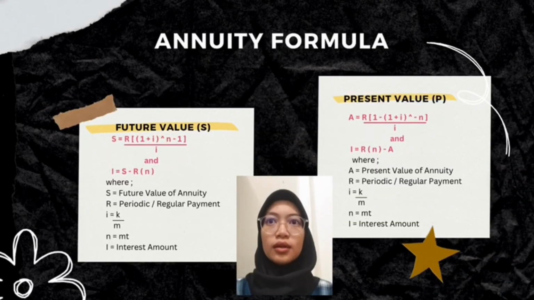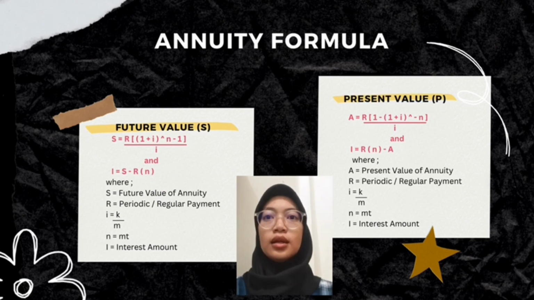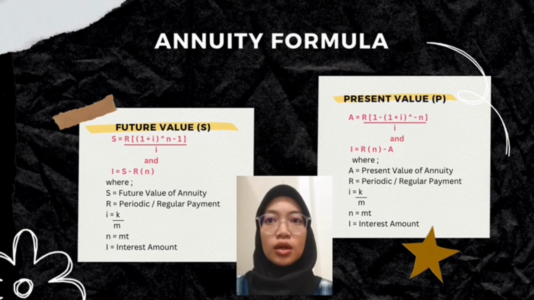Formula for annuity. First, the formula for future value, which is S. The formula is S equal to R[(1 + i)^n minus 1] divided by i. And to find I, which is the interest amount, we use the formula I equal to S minus R times n. Second is the formula for present value, which is A. The formula is A equal to R[1 minus (1 + i)^(-n)] divided by i. And to find I for this formula, we use I equal to R times n minus A. To find small i in both formulas, we must divide k by m.